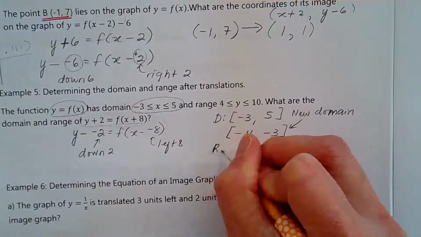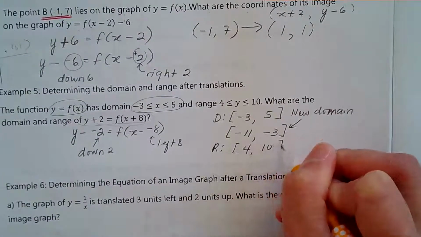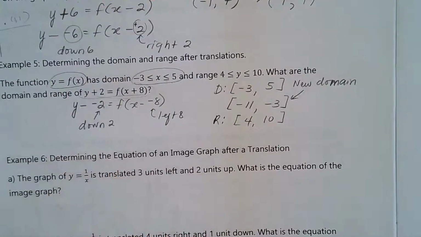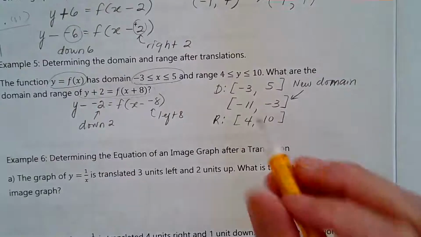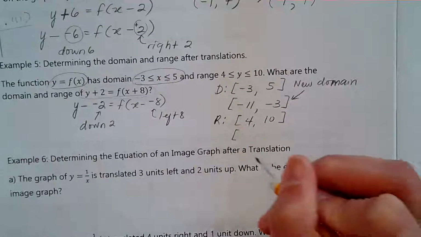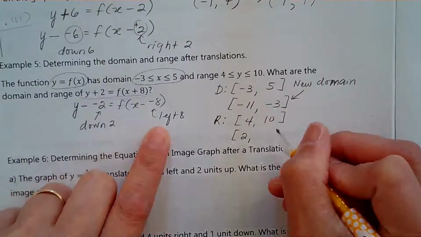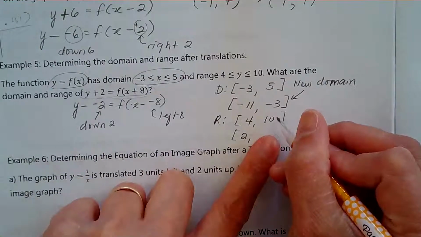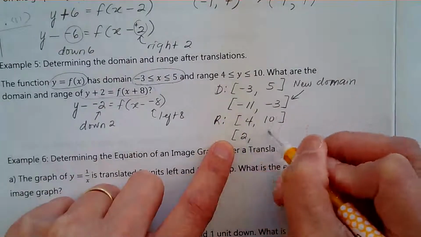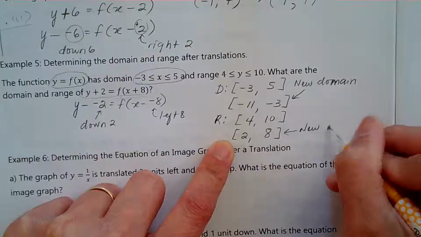What about the range? The range used to be from 4 to 10. That's the old range. But everything is now shifted down 2. So what would the new range be? Down 2 from here, down 2 from here is 8. So this is our new range.